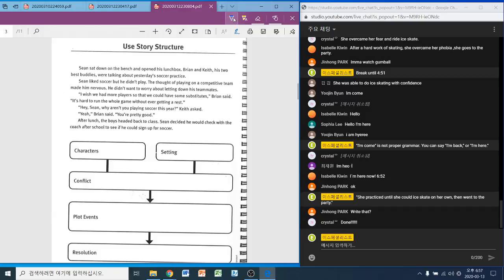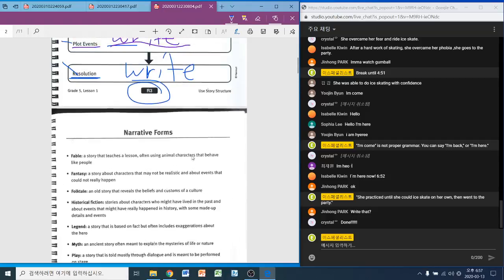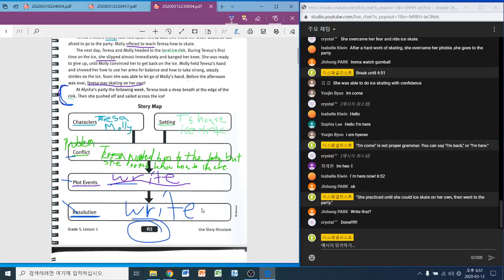Oh, why can't I write? Crystal says, done! Good job, Crystal. Jinhong says, write that. Jinhong, what does this say? Can you see this, Jinhong? Look, does this say right? This says right. Yes, Jinhong, right.